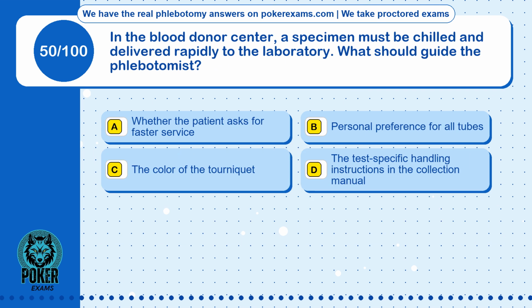Question 50. In the blood donor center, a specimen must be chilled and delivered rapidly to the laboratory. What should guide the phlebotomist? Option A. Whether the patient asks for faster service. Option B, personal preference for all tubes. Option C, the color of the tourniquet. Option D, the test-specific handling instructions in the collection manual.